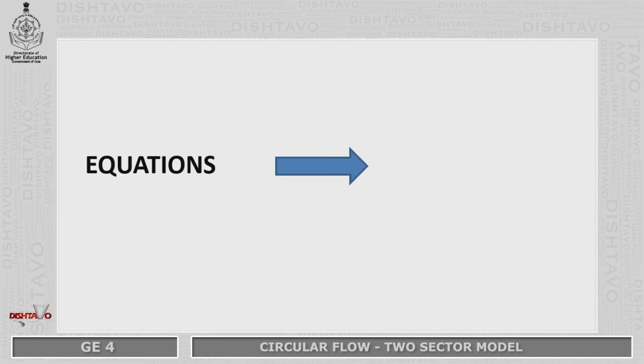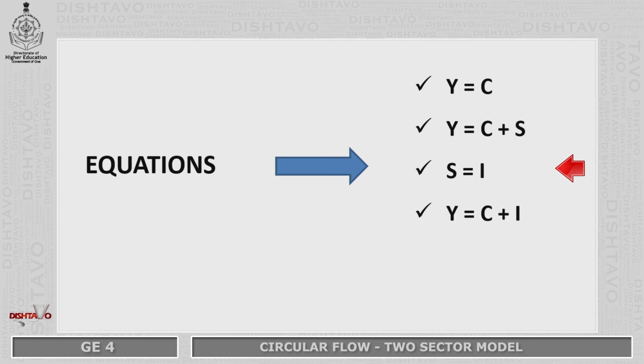If we were to plot whatever we have studied in this model in terms of equations, we began with the assumption that all incomes are equal to expenditure. We realize that this is not true, that part of the income is saved, so income is equal to consumption plus savings. But the savings then from the capital market are borrowed by the firm and are invested, so savings are equal to investment. In other words, all incomes are spent. Either they are spent on consumption or they are spent to meet investment expenditure.